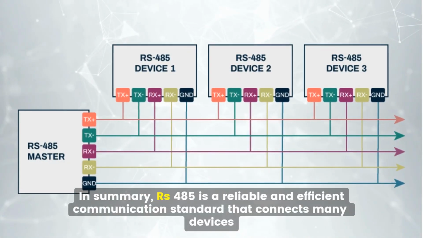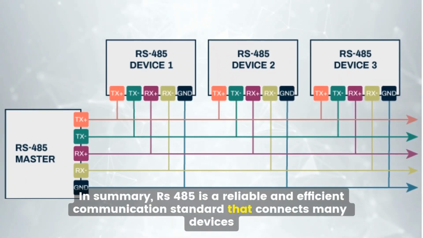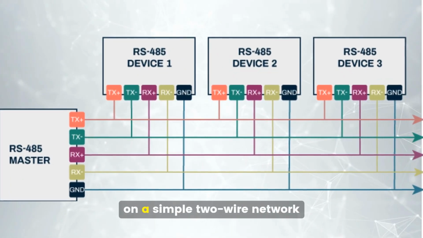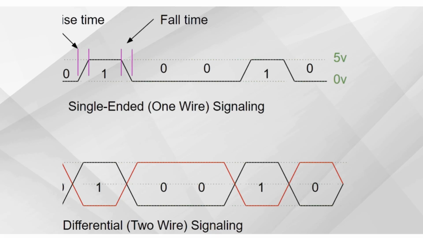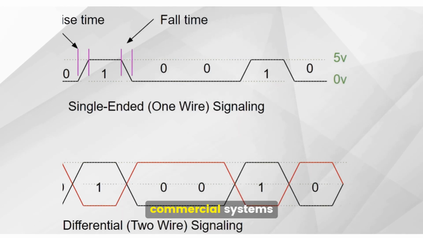In summary, RS485 is a reliable and efficient communication standard that connects many devices on a simple two-wire network. It uses differential signals and half-duplex communication, making it ideal for industrial and commercial systems.